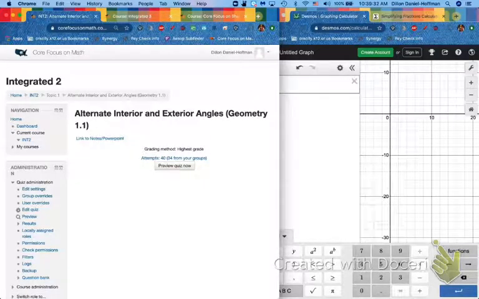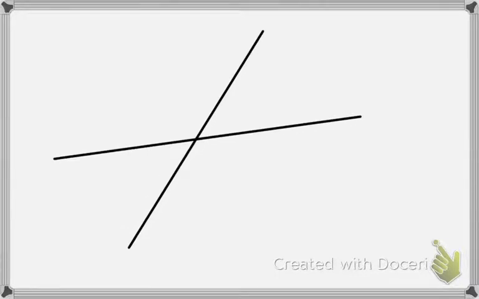Alternate interior and exterior angles. Let's do another mini lesson like we did last time. And let's start the same way we did with our vertical and adjacent angles lesson, which is with this X. A little review from what we learned last lesson. And if you haven't done that yet, do that first.